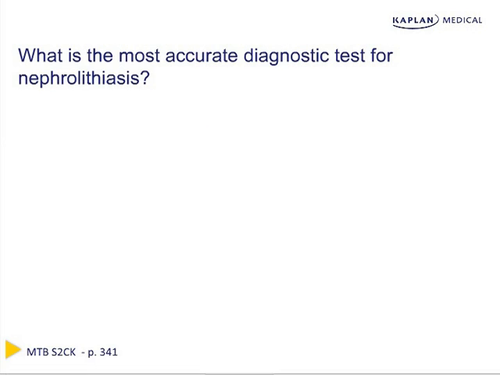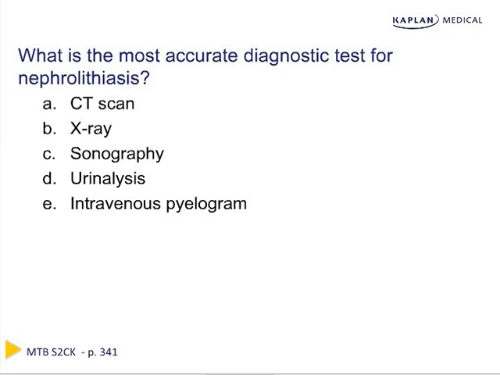Speaking of diagnostic tests, let's take a look at our next question. It asks us, what is the most accurate diagnostic test for nephrolithiasis? Our answer choices are CT scan, X-ray, sonography, urinalysis, and intravenous pyelogram. The correct answer? CT scan. CT scan has fallen into favor as the diagnostic test of choice for nephrolithiasis. It's great because you don't need contrast, and it's more accurate and sensitive than either an X-ray or a sonogram.